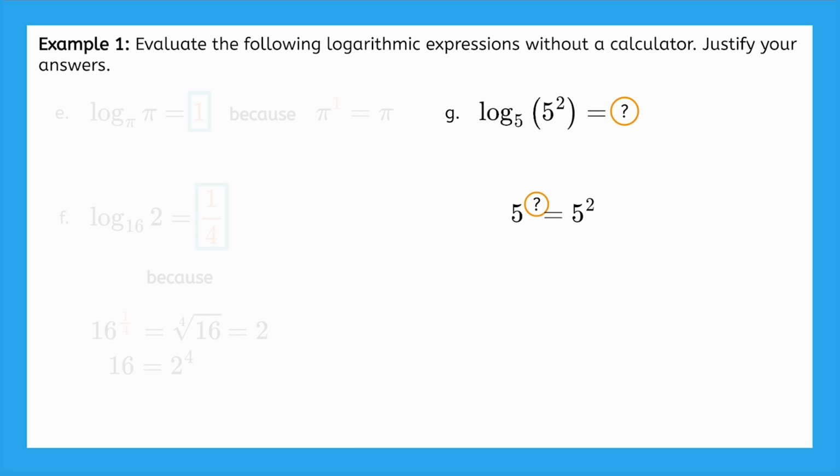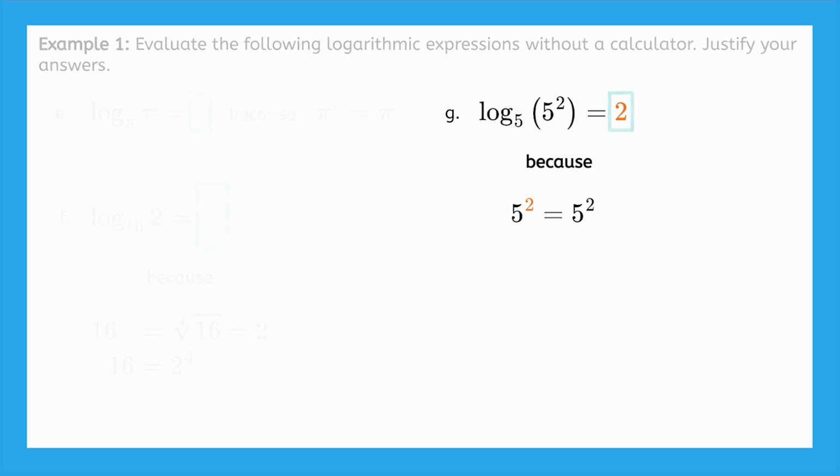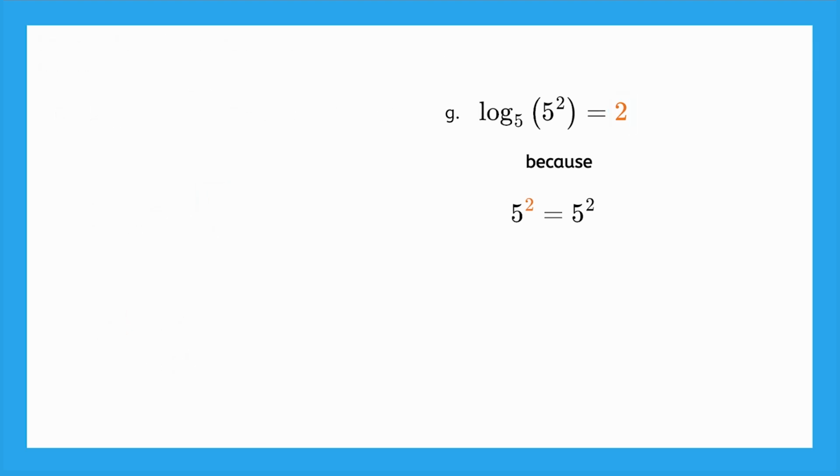Well, that's just 2. So log base 5 of 5 squared equals 2 because 5 squared is, well, 5 squared. The last logarithm seemed kind of redundant, but it actually reveals an important property. Since there was a power of 5 inside a log base 5, the result was simply the exponent of the power. In general, we say that log base b of b to the x is equal to x.